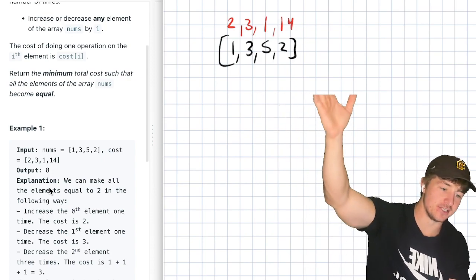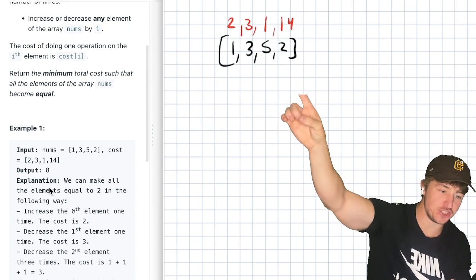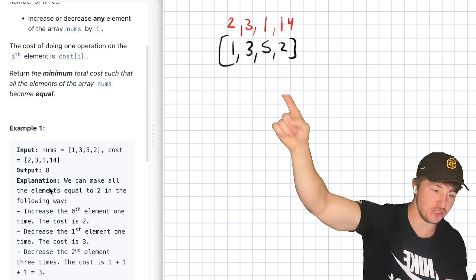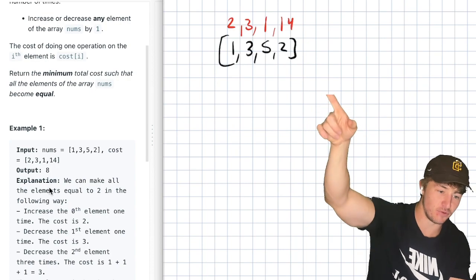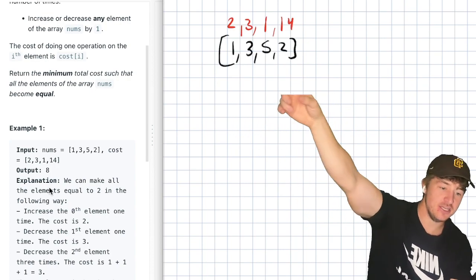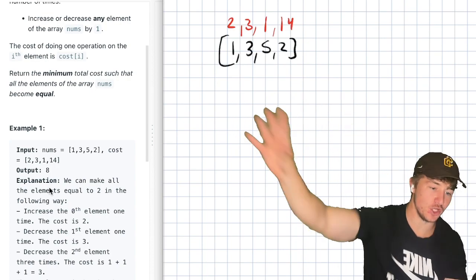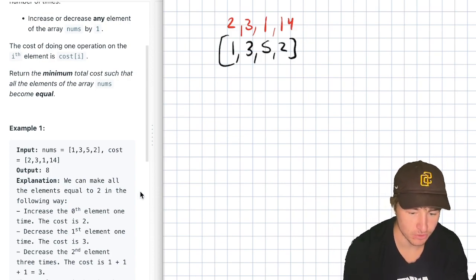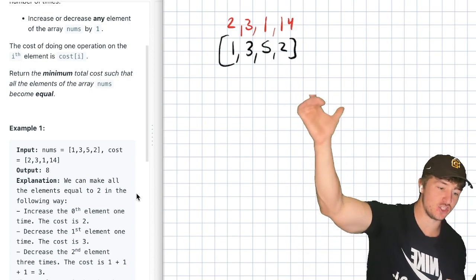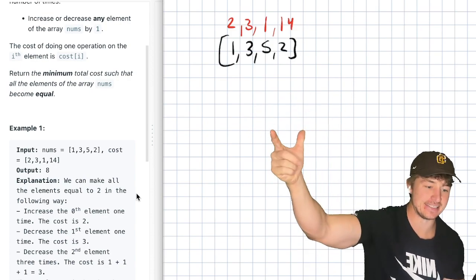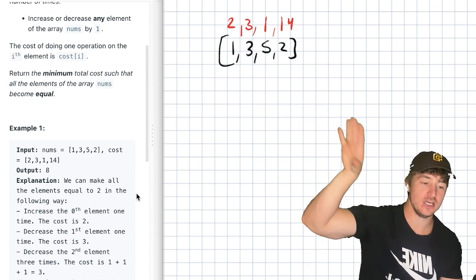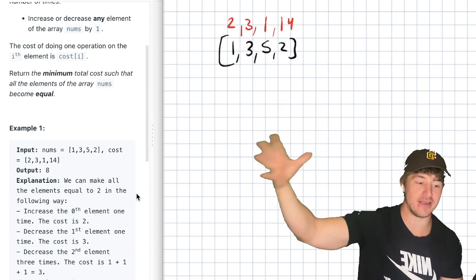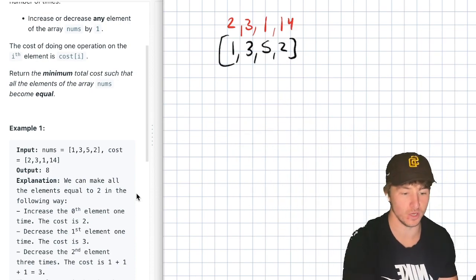Now, the first thing you might notice is that changing 2 is really expensive, right? If I change 2 to 3 or change 2 to 1, it's going to cost me 14. Changing 5 is pretty simple, right? It's a low value. So it turns out that we can make all the elements equal to 2. And that kind of makes sense, right? Because 2 is so expensive, you wouldn't want to change it. You're so expensive to change, let's try to bring everybody to you. It's probably cheaper than changing you one time, right?